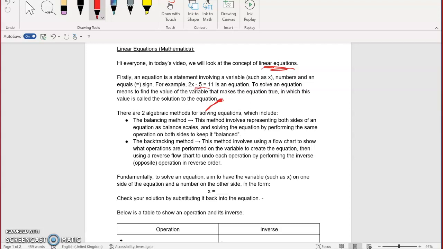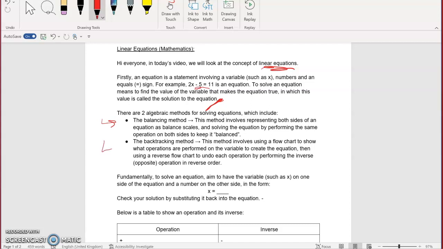There are two algebraic methods of solving equations, which include number 1, the balancing method. This method involves representing both sides of an equation as balanced states and solving the equation by performing the same operation on both sides to keep it balanced.